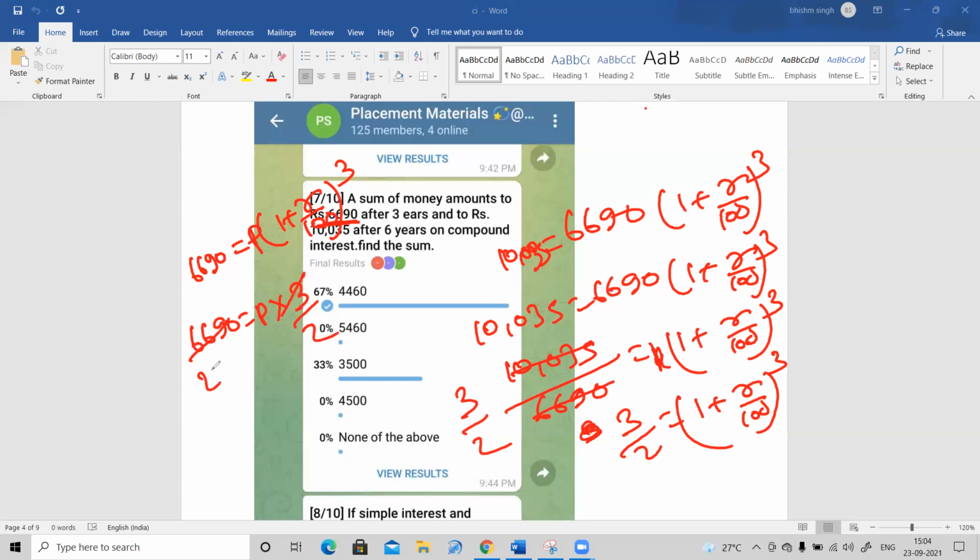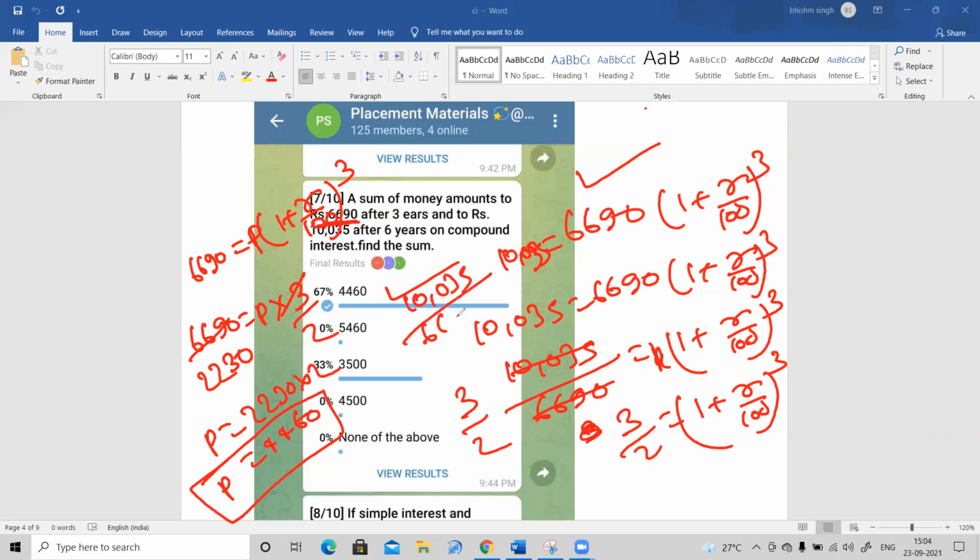So 3 2 is 6, 3 2 is 6, and 3 here 0. So principal is equal to how much here? Multiply 2 here is 4460. This is the principal here. Principal is 4460. So we can get it by the formula method even, and we can get it by the method I told you, the fraction. Okay, directly we have to divide 10,035 by 6690.